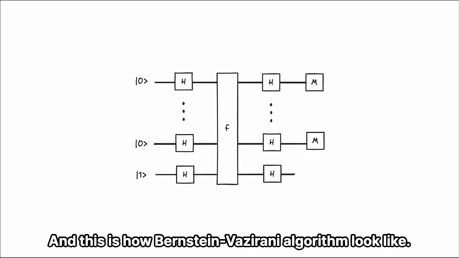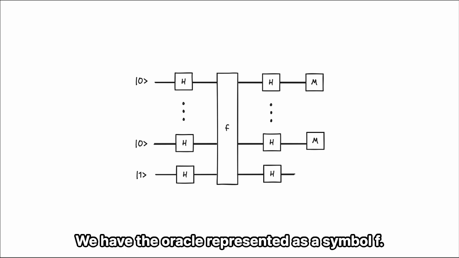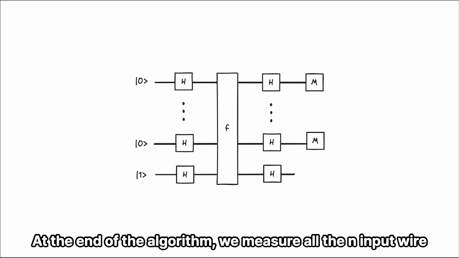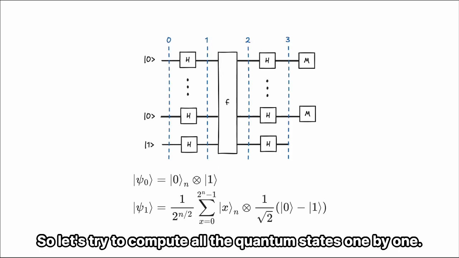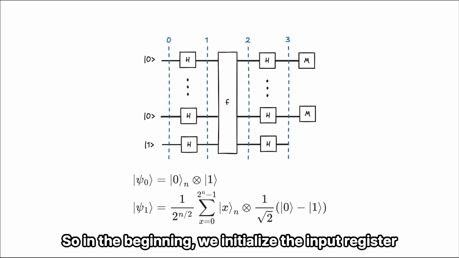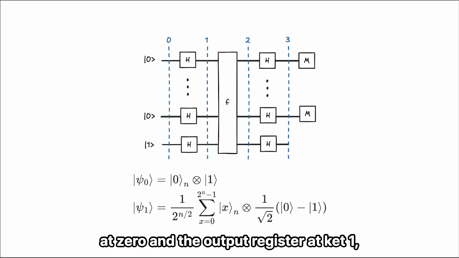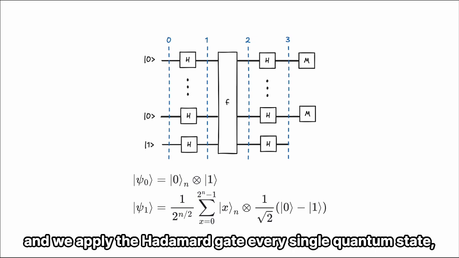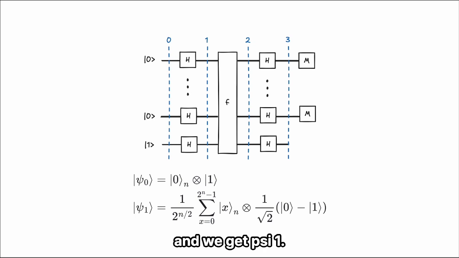And this is what the Bernstein-Vazirani algorithm looks like. We have the oracle represented as a symbol f. At the end of the algorithm, we measure all the n input wires. So let's try to compute all the quantum states one by one. In the beginning, we initialize the input register as 0 and the output register as ket 1, and we apply the Hadamard gate to every single quantum state and we get psi1.